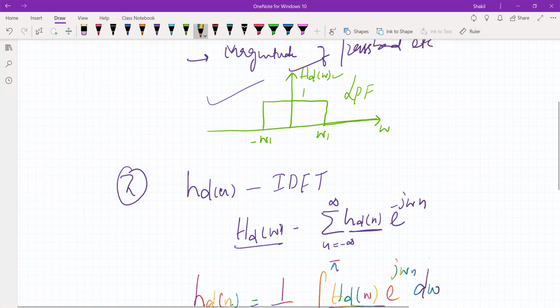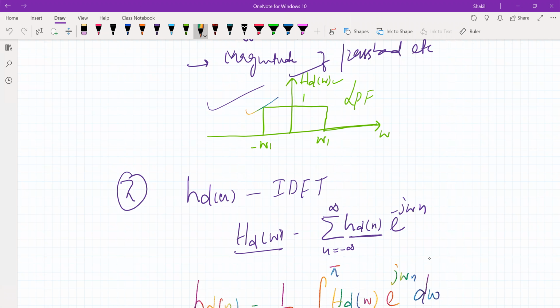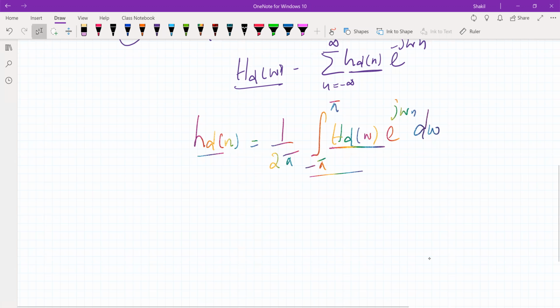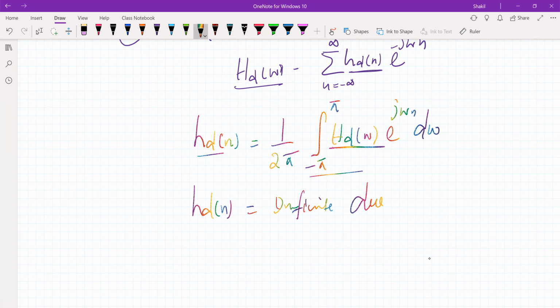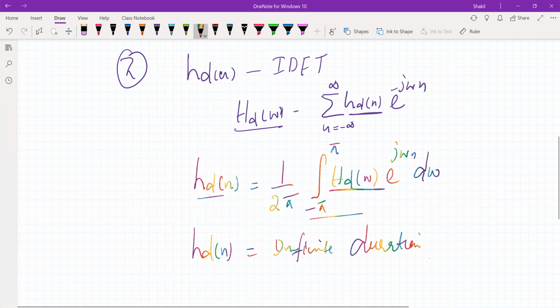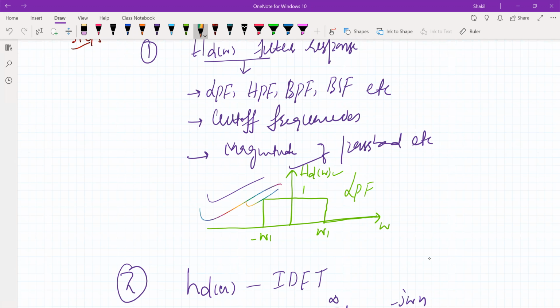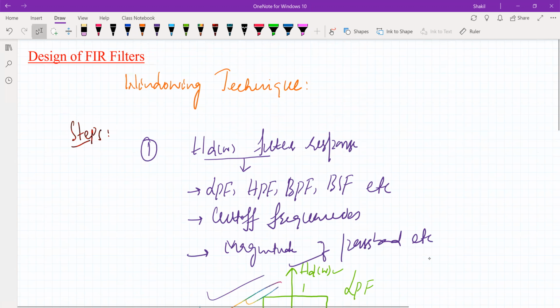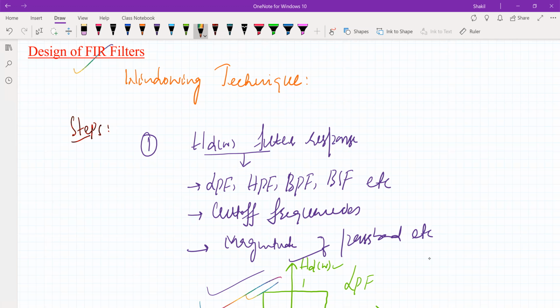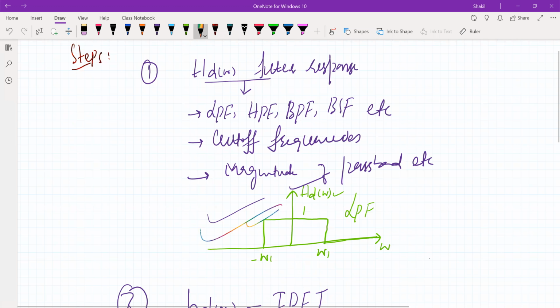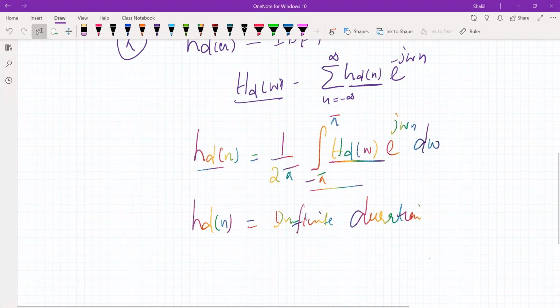Now, if this is the desired response, you can see the HD of n will have an infinite duration. If we take that as an example, this will have an infinite duration, right? But we are not designing infinite duration filters. We are designing FIR filters, meaning finite duration, right? So how do we solve this problem?